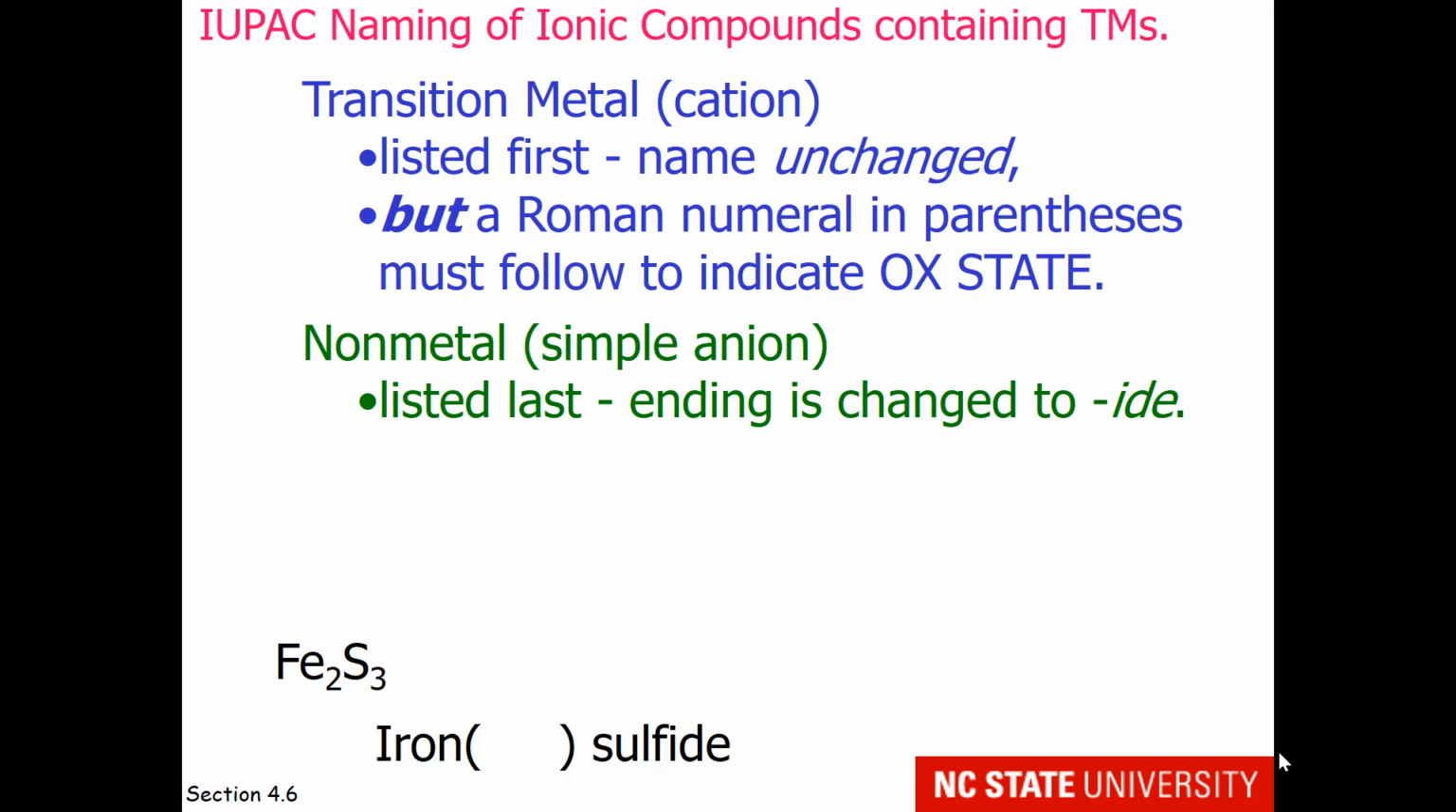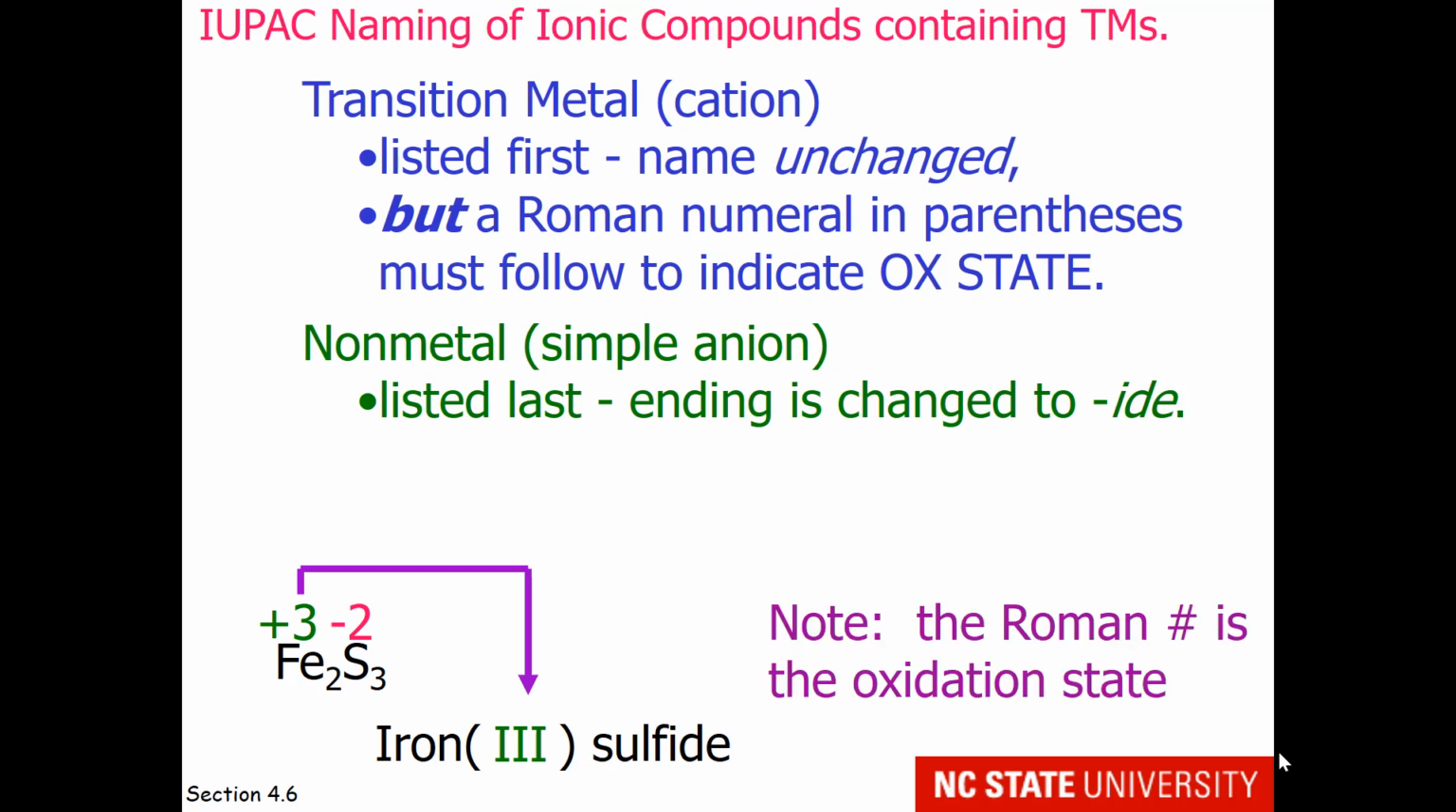Fe2S3. So Fe is iron. The sulfur with a negative charge we know is sulfide. Now it's just a matter of figuring out the oxidation state of the iron. Well, sulfur is under oxygen, so it's typically -2. So we have a -6 charge. That means we need a +6 charge for the 2 irons, which means 1 iron is +3. So this is named iron(III) sulfide. And please note, the Roman numeral is the oxidation state, not the subscript.